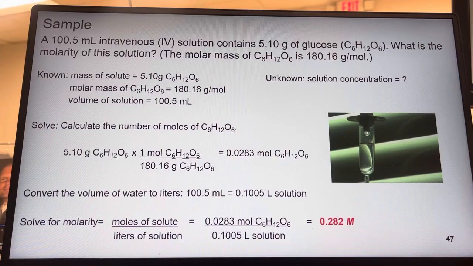So if I have 100.5 milliliters of IV solution, intravenous, that's what IV stands for, solution that has 5.10 grams of glucose in it, and we all know what glucose is, C6H12O6, it's a sugar. What is the molarity of this solution? So the first thing you have to know is what's the molar mass, and we get that from the periodic table, so you're going to need those periodic tables again.